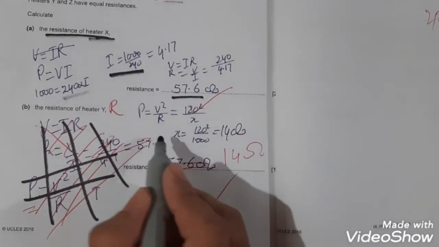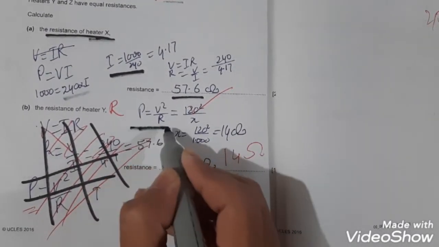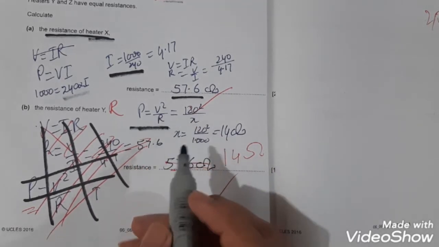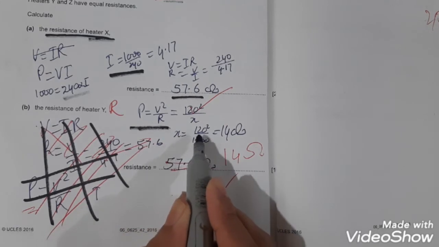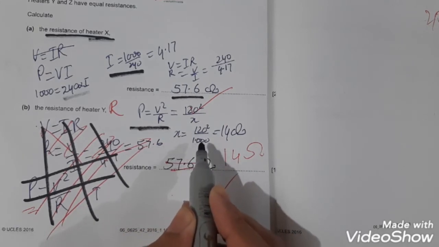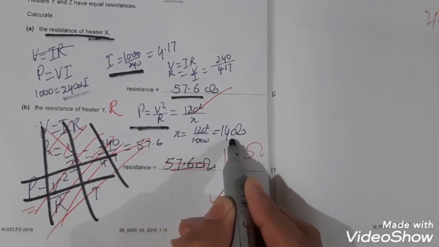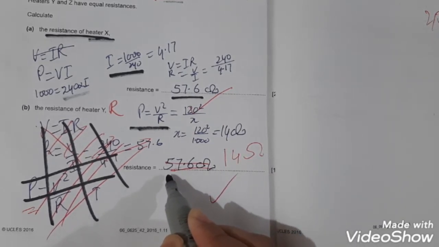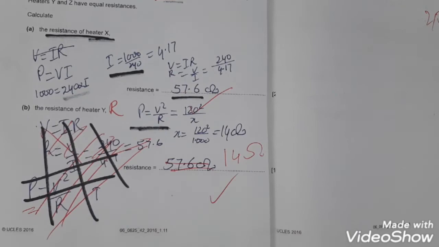So we write P is equal to V squared divided by R, which is 120 squared divided by R. So we'll move R, so R is equal to 120 squared divided by 1000 watts, which will be 14 ohms. So the resistance is 14 ohms.